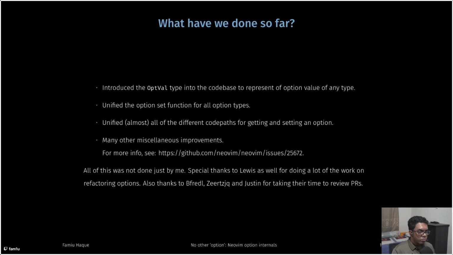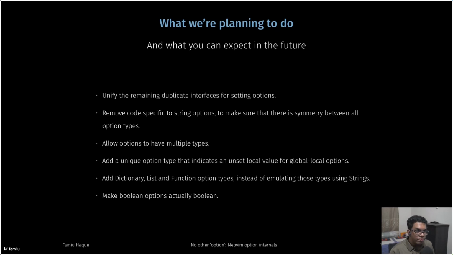Moving on. What we're planning to do. I've showed you guys the roadmap. That's basically what we're planning to do, but I'll talk about it a bit here anyway. What you can expect in the future. So the goal right now is to unify the remaining duplicate interfaces for setting options. So the set string option direct, I want to remove that, and all the other string stuff. Remove code specific to string options. There is some string specific stuff like free string option, clear string option, and that sort of thing. I want to remove that.